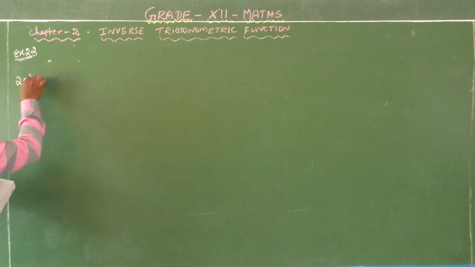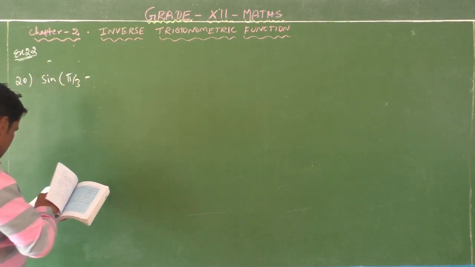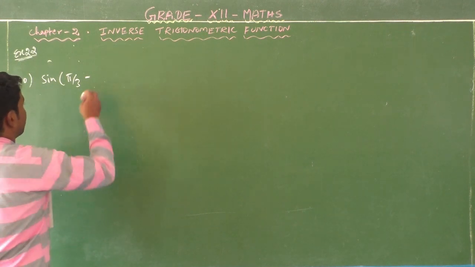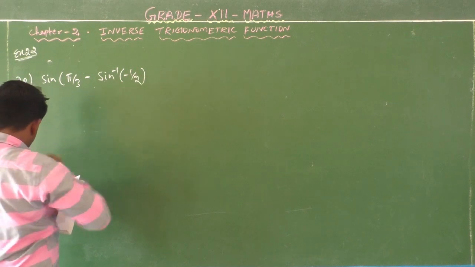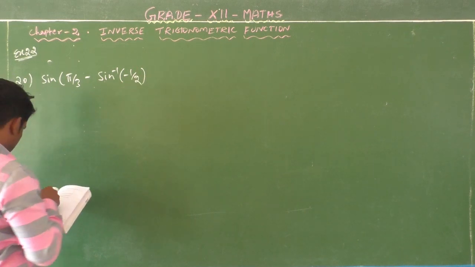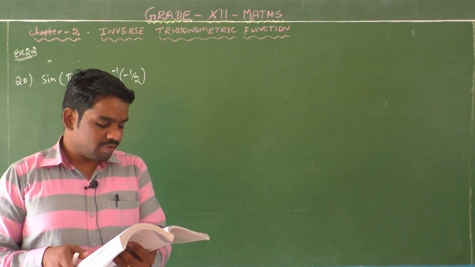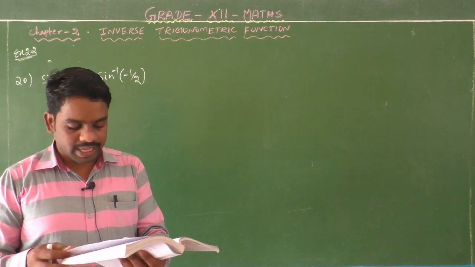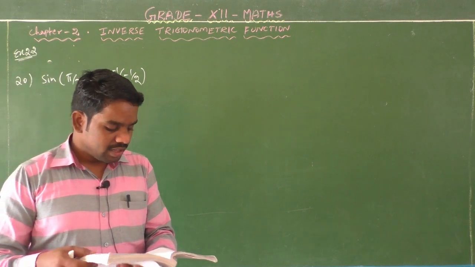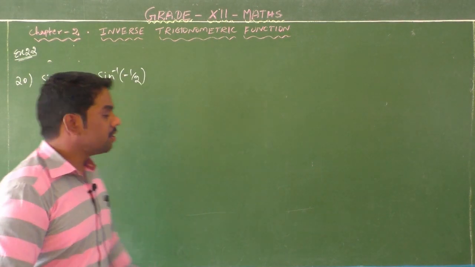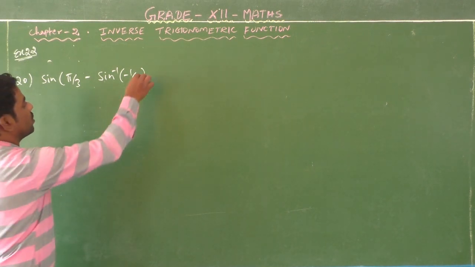Sine of pi by 3 minus sine inverse of minus 1 by 2 is equal to. Which one of the following is the correct answer? Option A: 1 by 2, B: 1 by 3, C: 1 by 4, and D: 1. So first, find the value of sine of pi by 3 minus sine inverse of minus 1 by 2.